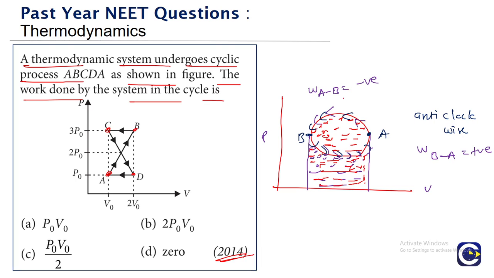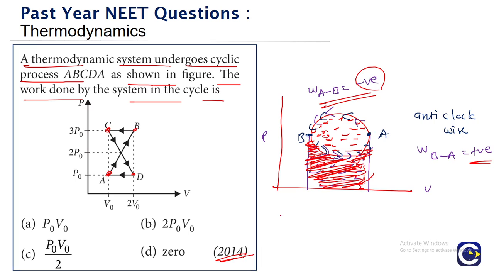Now the work in AB part is negative. Work in BA part is positive. So this region, right, these two are going to cancel. One is positive, other is negative. These two are going to cancel. The remaining is the area which is inside that cyclic path.